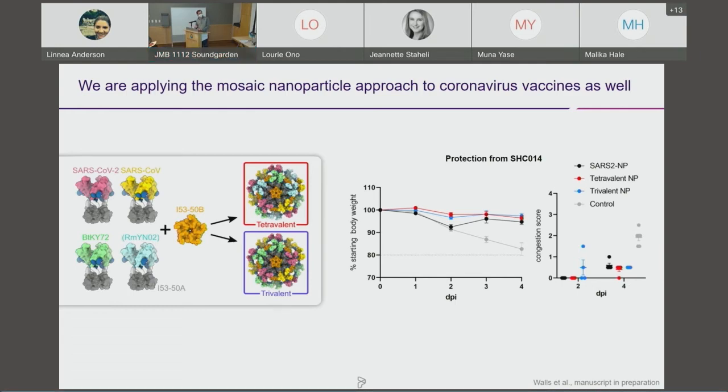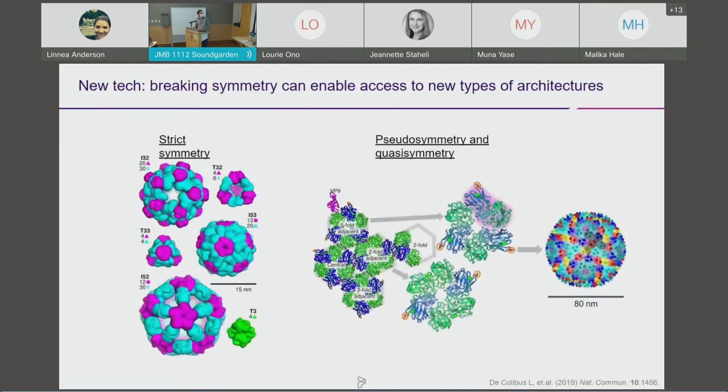And what we saw was that both the trivalent and the tetravalent provided robust protection against this stringent challenge relative to control mice. And so we're encouraged by these data, but we're getting additional preclinical data on these candidates. And our collaborators at SK have received funding from CEPI to move whatever lead candidate we select here into phase 1 and 2 clinical trials. So that's kind of what we've been doing in the vaccine space over the last couple of years.